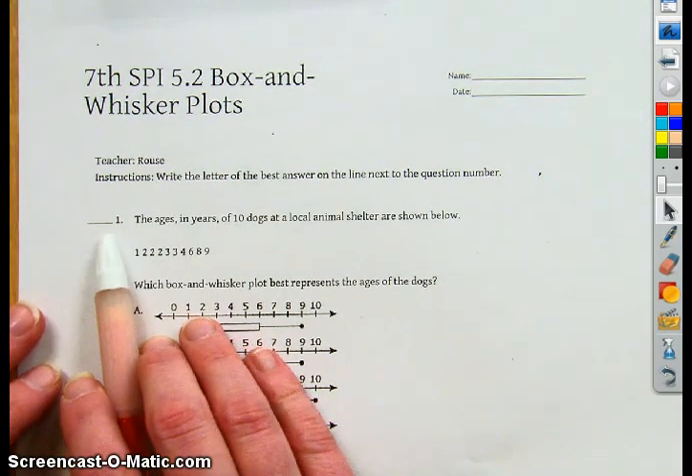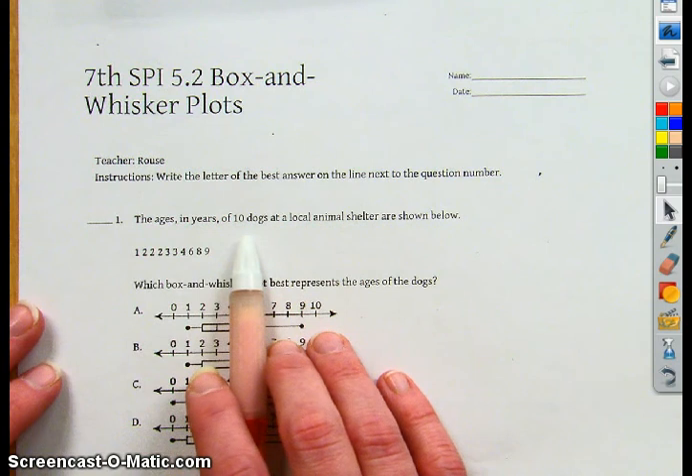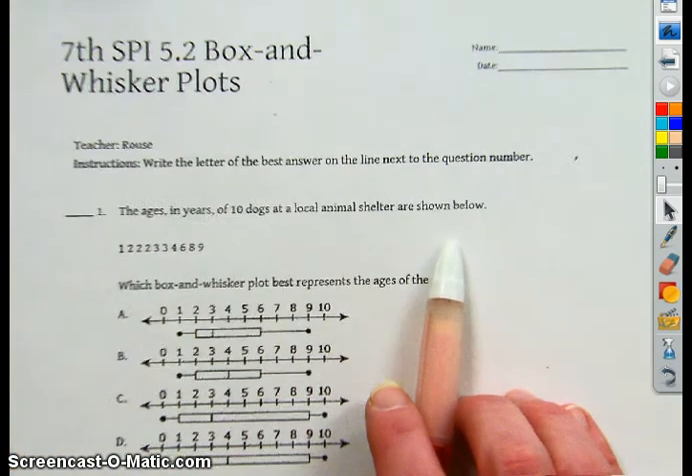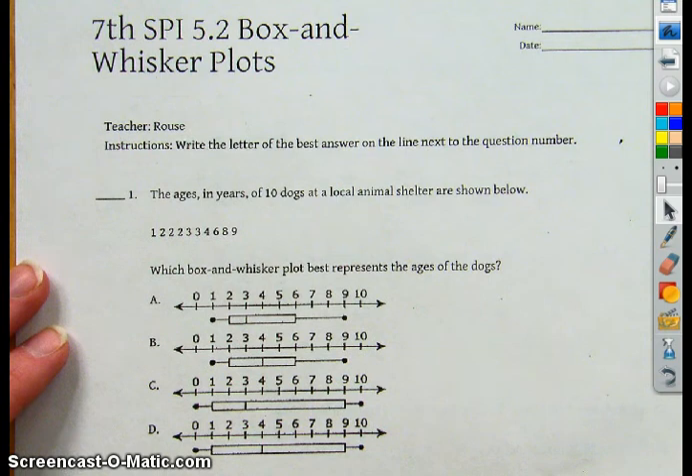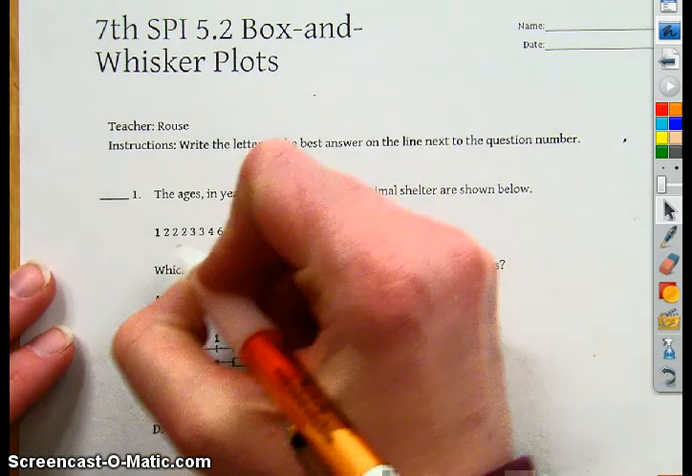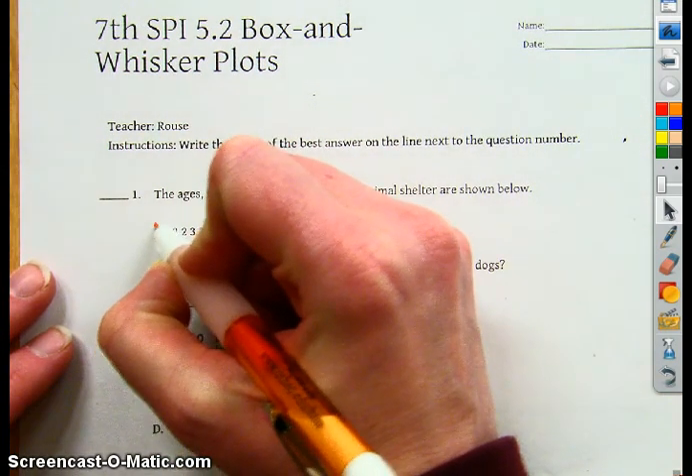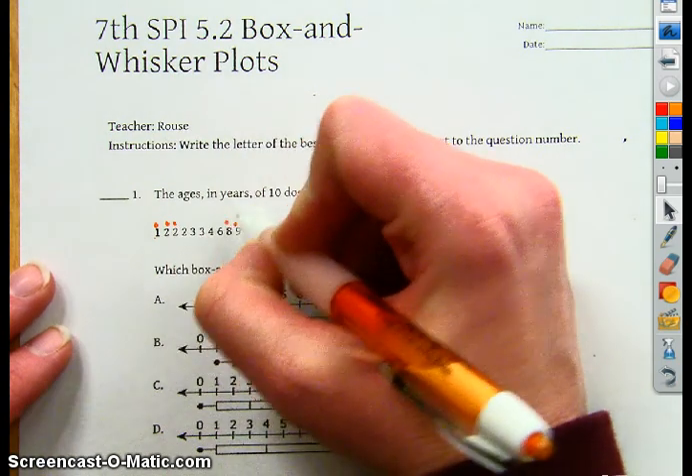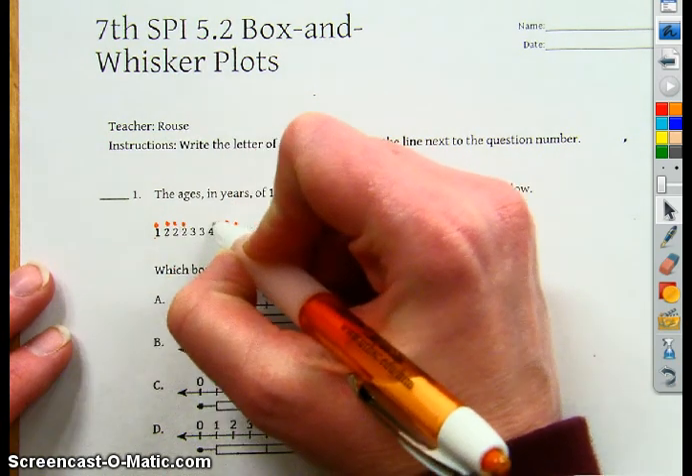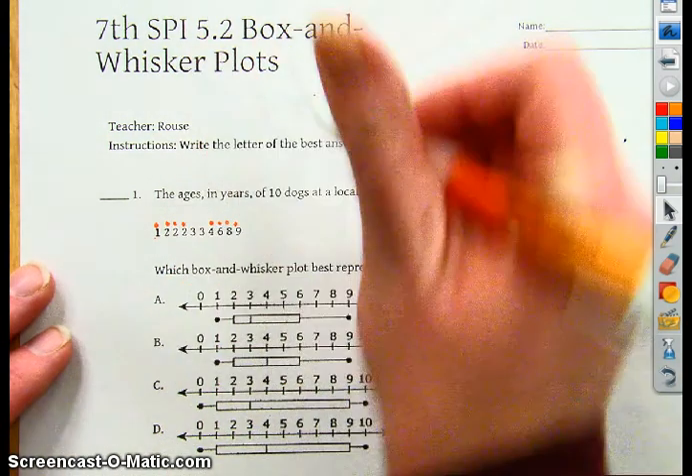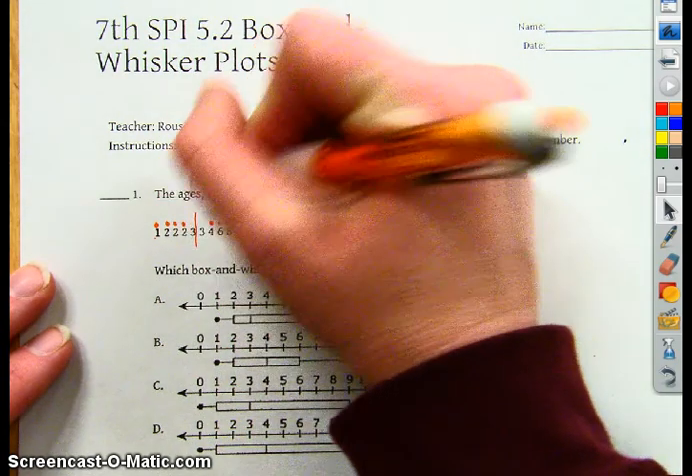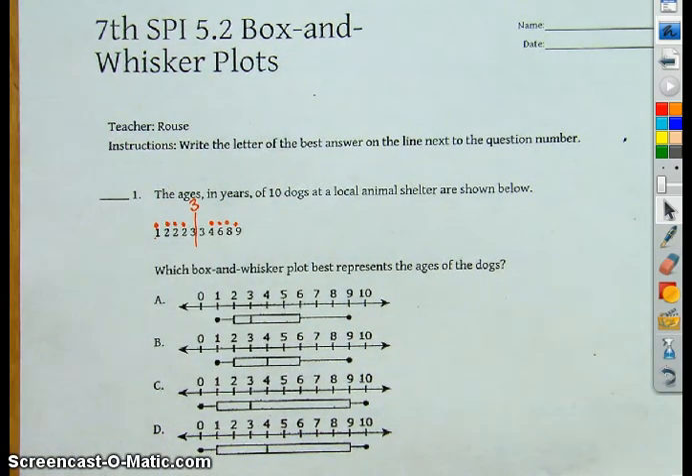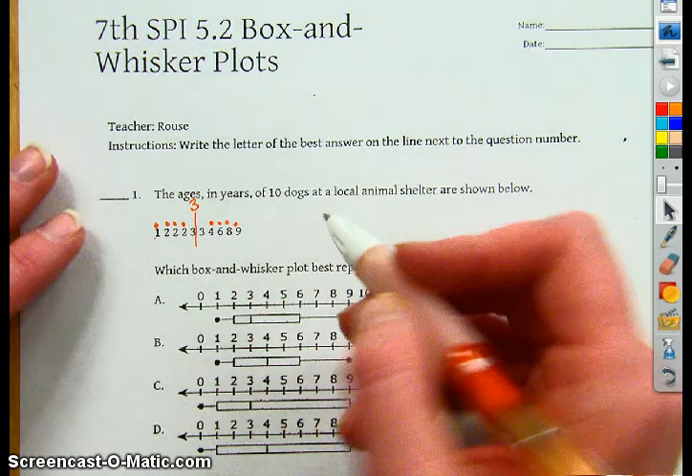For box and whisker plots, the ages in years of 10 dogs at a local animal shelter are shown below. Which box and whisker plot best represents the ages of the dogs? So as you're marking them off each end, median mafia, you have 2 3s left in the middle, but you don't use either one of those. They're still included in the data. Okay, so right in between those is the 3 median.